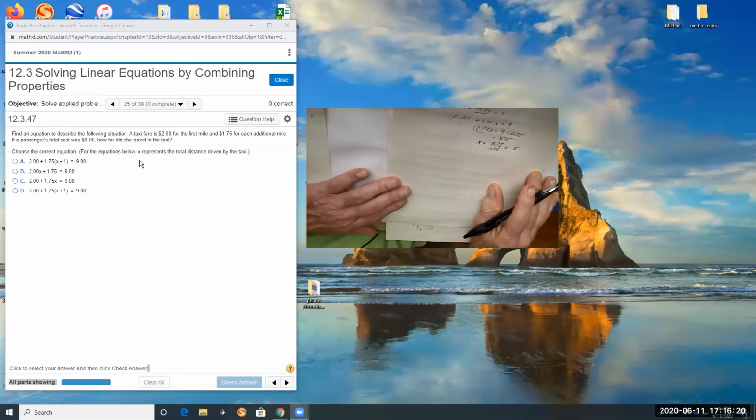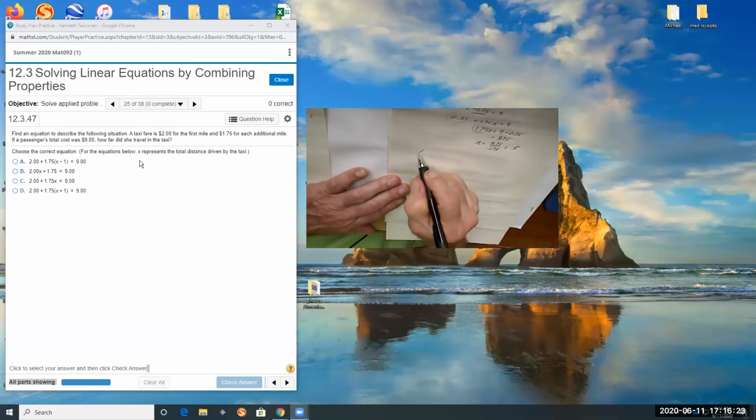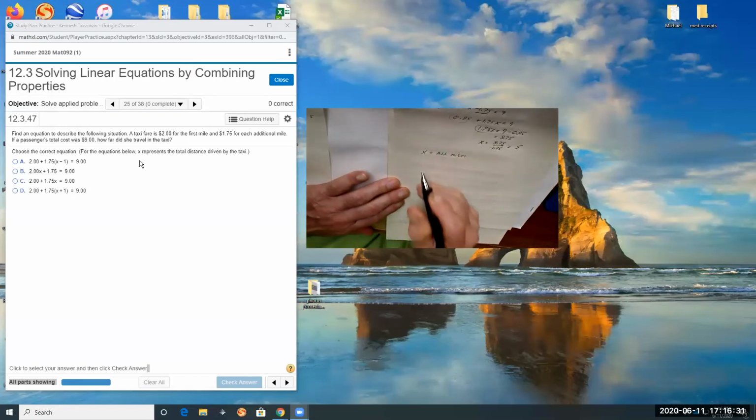Now, same problem, but let x be the additional miles. How does that change the setup? Well, the cost for the first mile is $2. The cost for the additional miles is $1.75 times x, which represents the additional miles. That gives me 9. Solving, 1.75x equals 9 minus 2, which is 7. Dividing both sides by the coefficient, 7 divided by 1.75 equals 4.